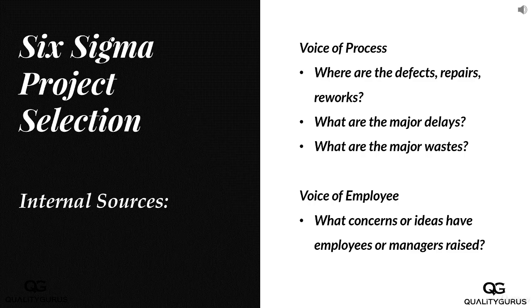In addition to that, listen to the people who are working on the process, your employees. They would have some ideas, they would have some concerns. Listen to that, and that can give you a good idea about what improvement projects can be carried out. So now we have covered two broad areas from which we can select a project: external sources and internal sources.